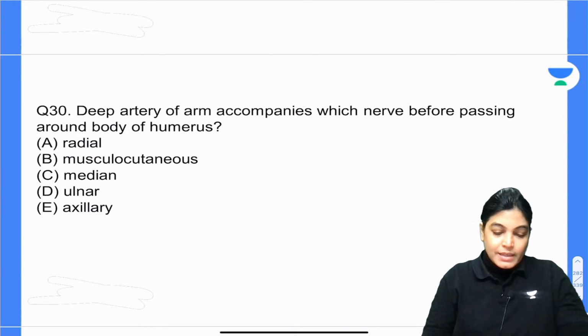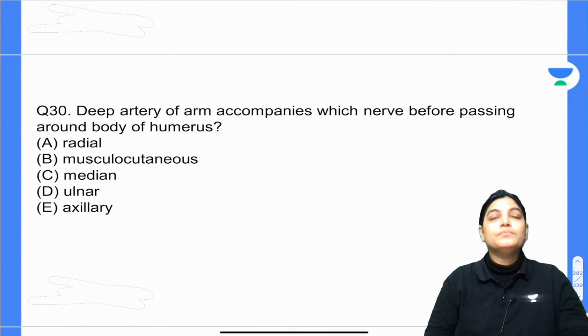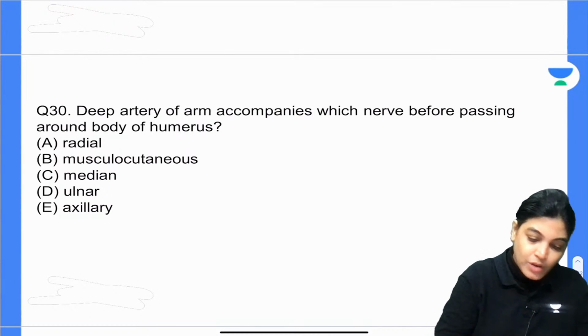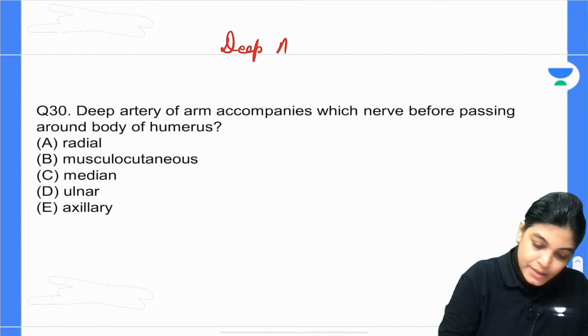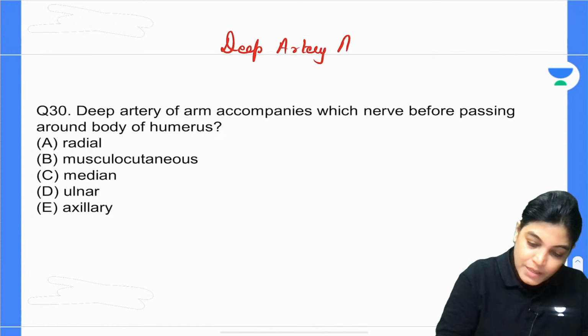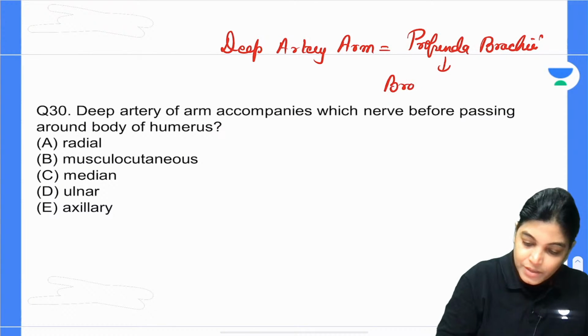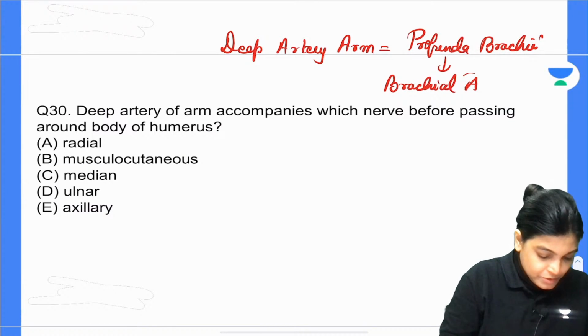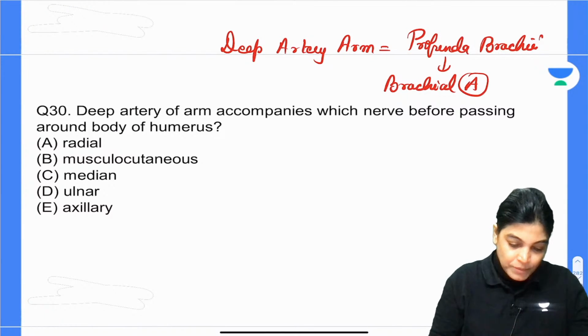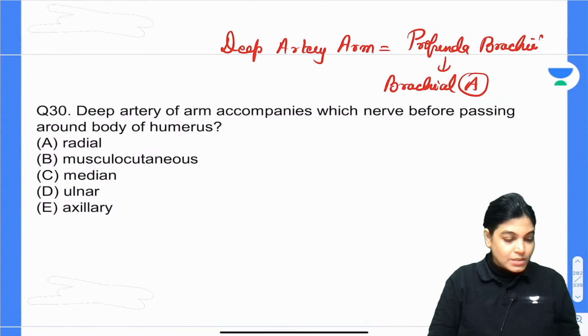Deep artery of arm means, the other name is profunda brachii artery. So I will give you another hint. Deep artery of arm means profunda brachii artery, and profunda brachii artery is the branch of brachial artery. So I got an answer from Suchitra, B, musculocutaneous. Okay. What about others?